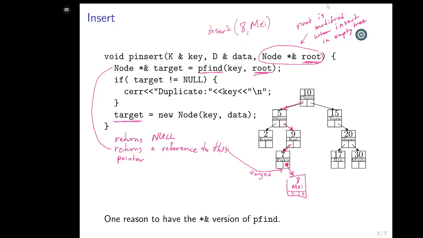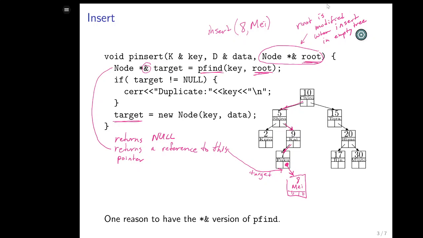Yes. Why do you need the by reference? Very good. Why is this here? This is a great question. What if I took that away? I take away the reference. It's a node pointer, a node star target. And it says, whatever pfind gives me, it's going to be a node star, and that's all that I need. Because then I have the pointer, and then I set that pointer to be a new node, and there I'm off to the races. Something a little suspicious in that last step, right?